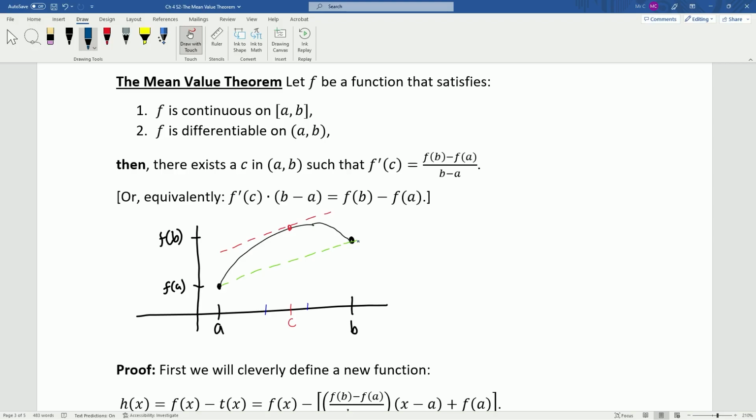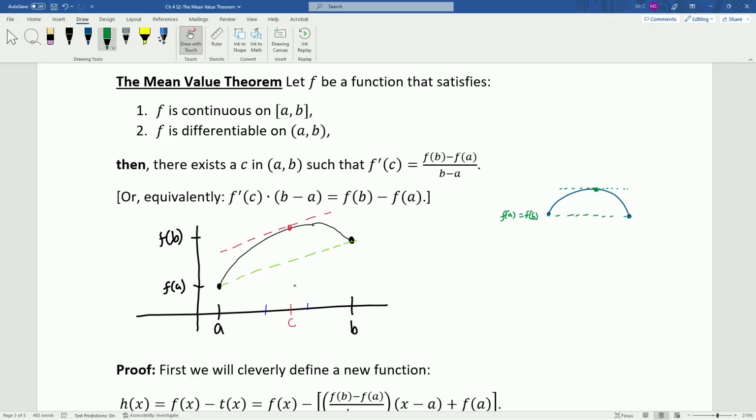That's all it says. Now, this may seem a little bit different than Rolle's theorem, but if we take a look at Rolle's theorem again, if f of a is equal to f of b, then the slope of the secant line is 0. And Rolle's theorem says that the derivative at some point is also 0. So it's really saying exactly the same thing, but the mean value theorem is a more general version of that statement.